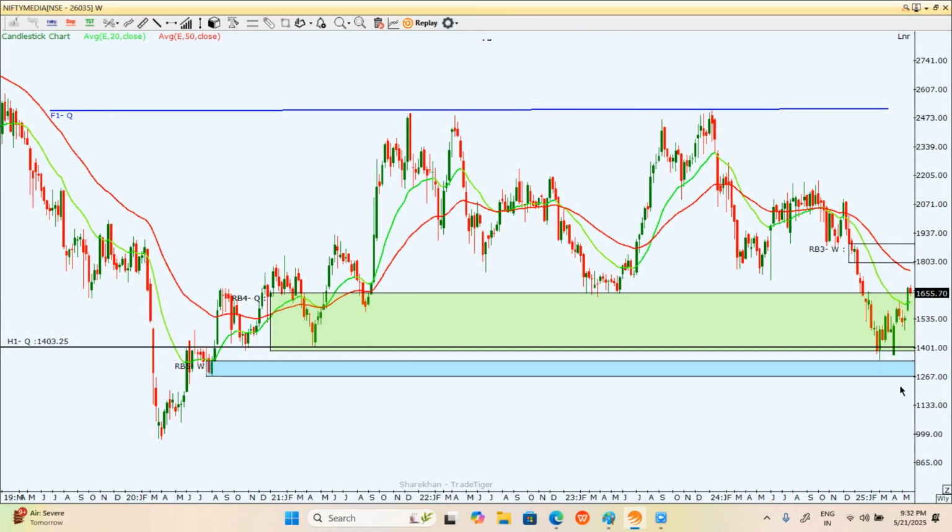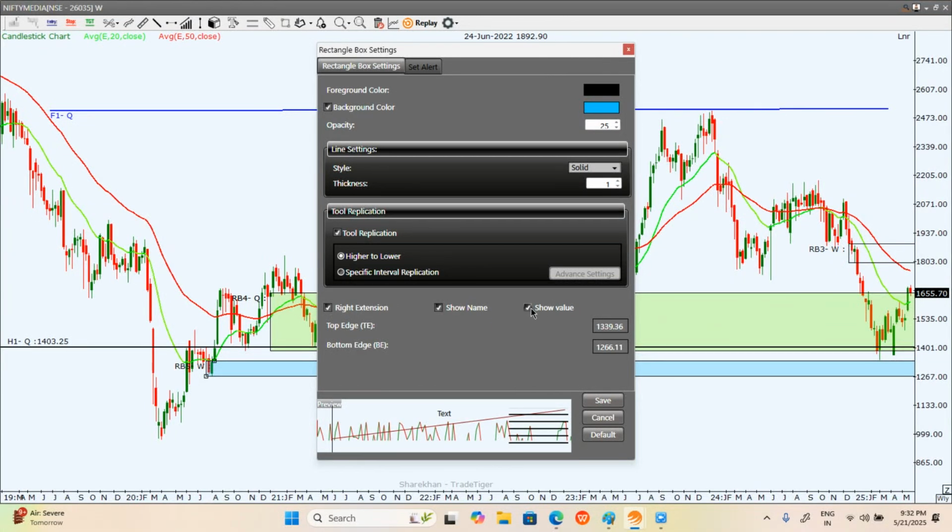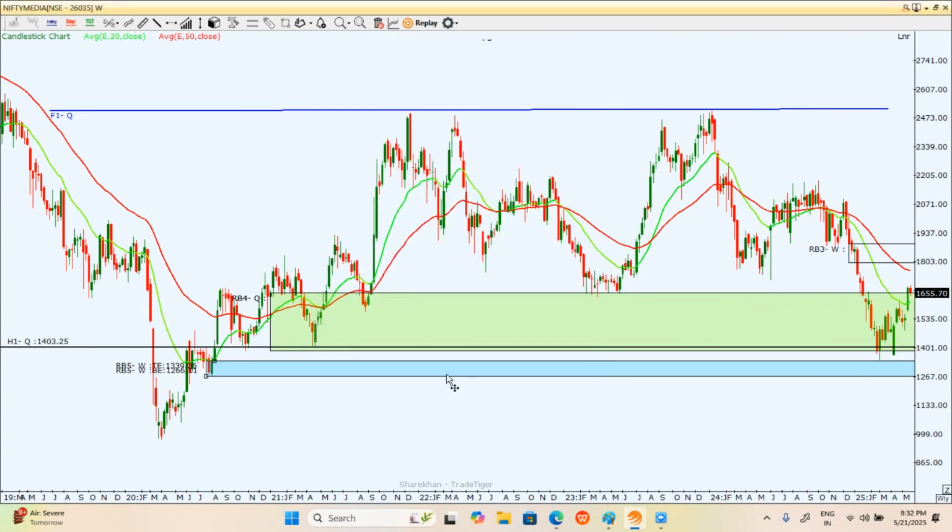And today, it was somewhere around 1339. So at that time Nifty Media was at 1339. So from 1340, now Nifty Media is at 1660. Just see the reversal. This is what we call the trap. Bull and bear trap.